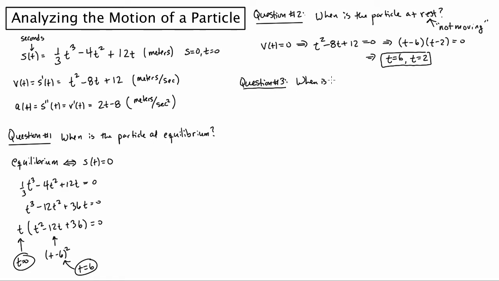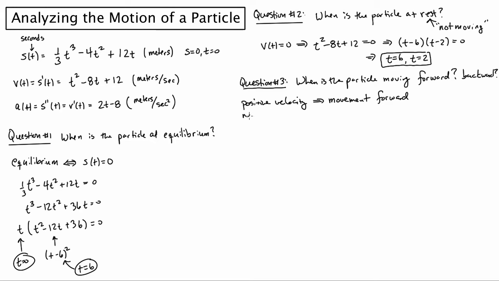When is the particle moving forward or backward? Movement is defined by the velocity. A positive velocity is equated with movement forward, while a negative velocity is associated with movement backwards.